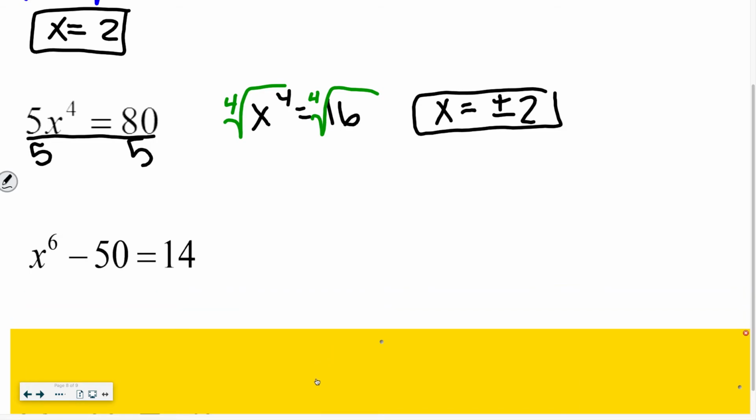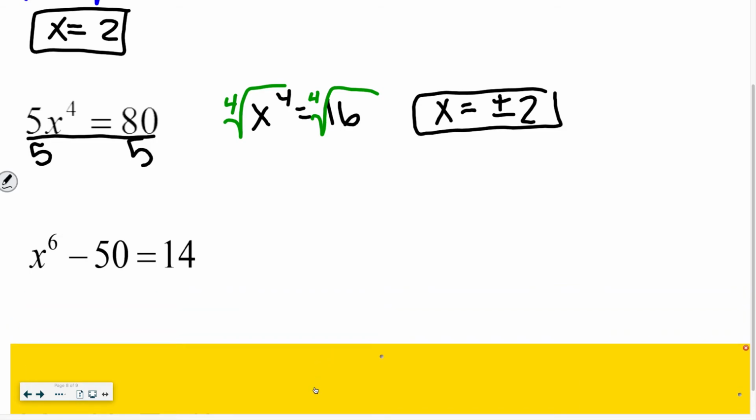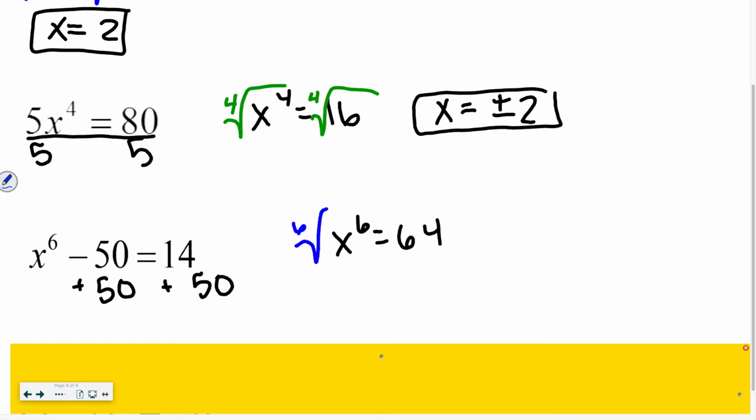What are you going to do for x to the 6th minus 50 equals 14? Add 50. x to the 6th equals 64. Take the 6th root. Plus or minus because it's even. There's 2 answers. x equals plus or minus 2. Okay. All right, my last one.